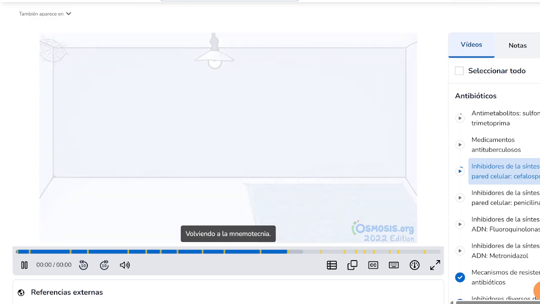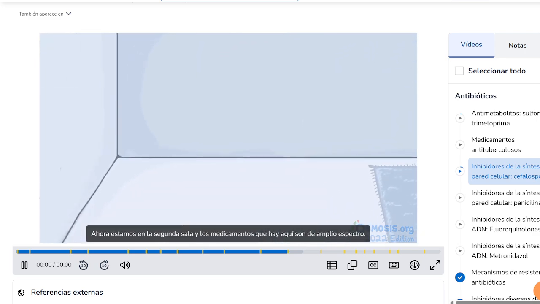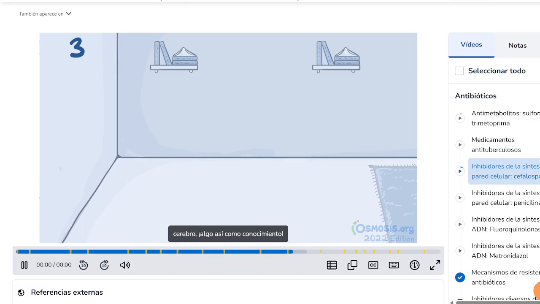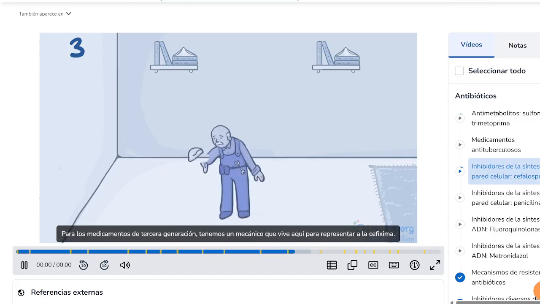Again, back to the mnemonic. We're in the 2nd room now, and the medications in here are broad spectrum. Let's put a lot of books in here because the medications in this room can get to the brain, kind of like knowledge. For the 3rd gen medications, we have a mechanic living here to represent cefixime.